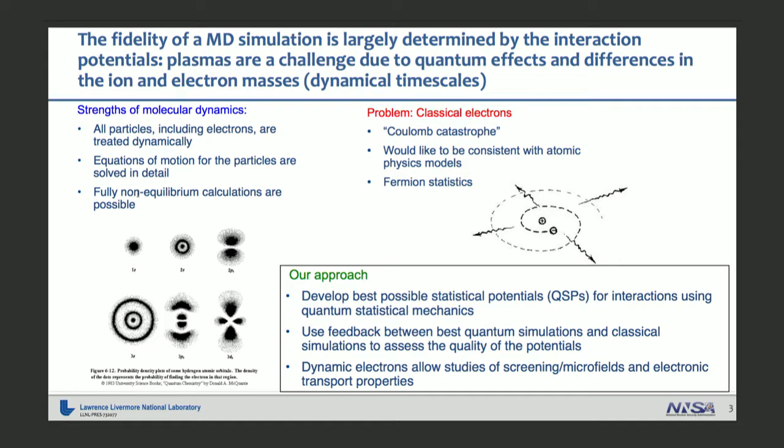So the general approach here was that we would use statistical mechanics, quantum statistical mechanics, in order to develop an interaction potential, and then compare results from molecular dynamics simulations using those quantum statistical potentials to actual quantum calculations themselves, in order to assess the fidelity of those potentials. And then, assuming that we were able to develop interaction potentials that were of high enough fidelity, we would then use those in dynamic problems, such as the electron-ion equilibration problem that Lauren talked about this morning.